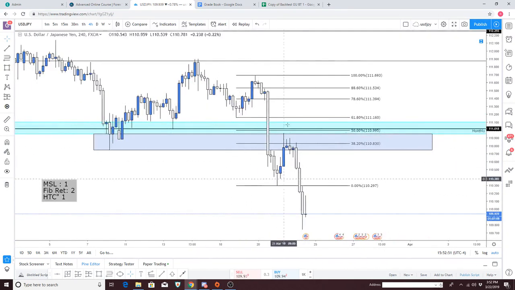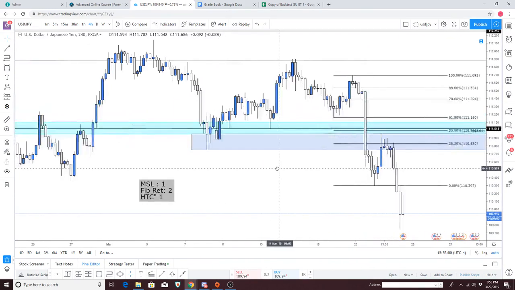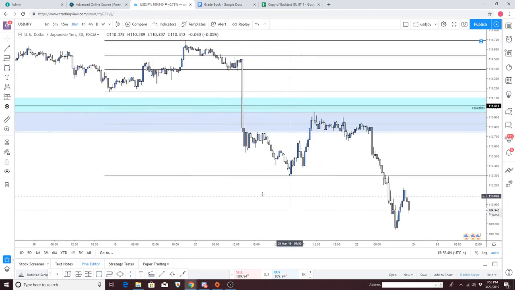This is a pullback, the pullback strategy, guys. Pull back to a major level of structure. We have the higher time frame confirmation here. We have the bearish engulfing candlestick, right? So let's continue now. Let's actually go down to the lower time frame because I actually did take this trade.